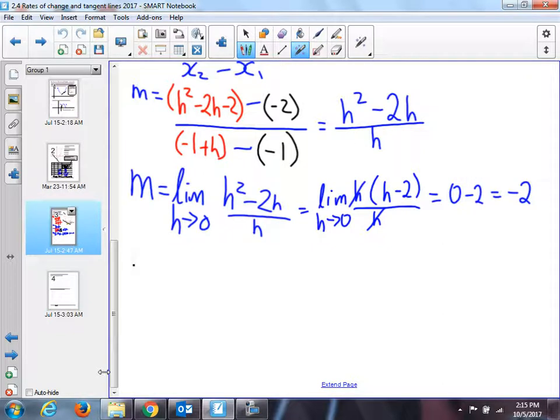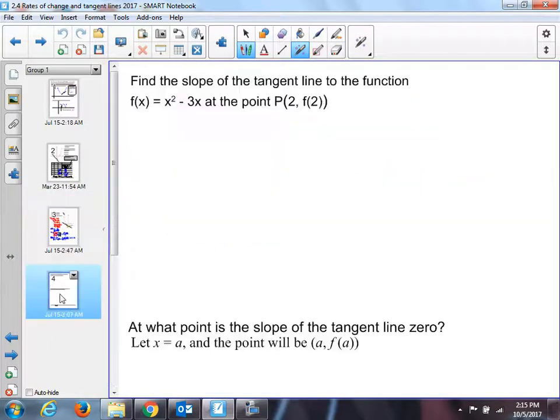Slopes of tangent lines will be important. It's so important that we're going to have a name for them. It's going to be called the derivative. But right now, we're going to keep calling it the slope of the tangent line. Using this method, find the slope of the tangent line to this function. Now, we're going to work through this one.